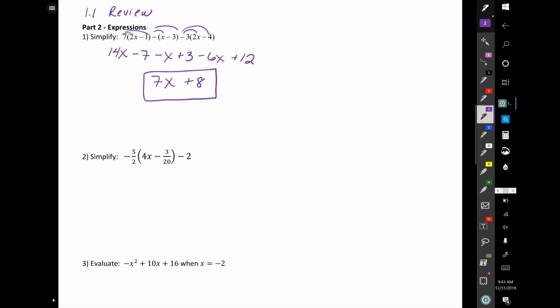Number 2, simplify. Negative 5 halves times quantity 4x minus 3/20, close parentheses, minus 2. So we want to distribute this negative 5 halves to both terms.